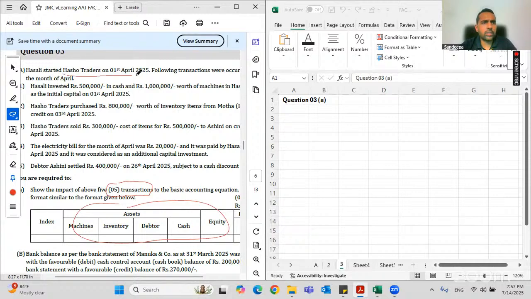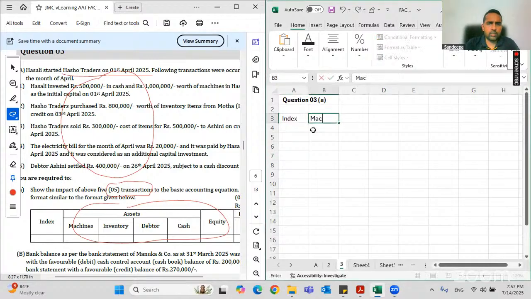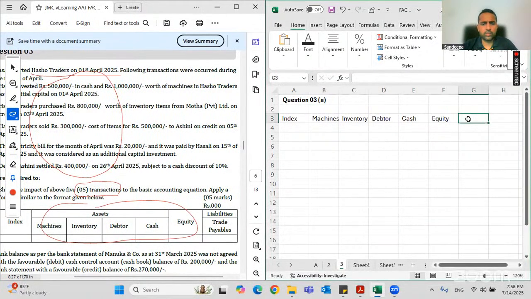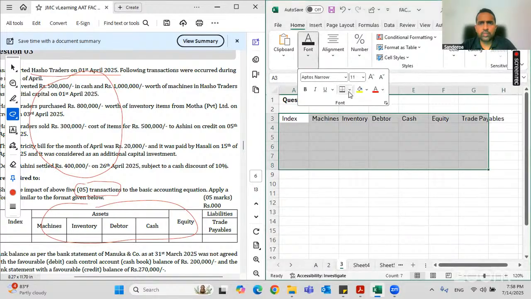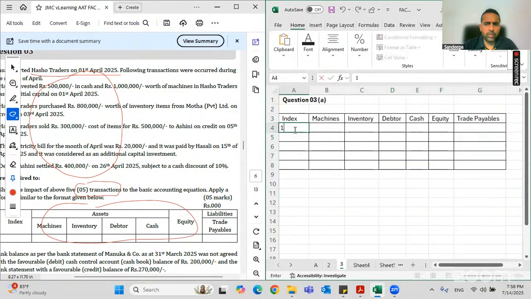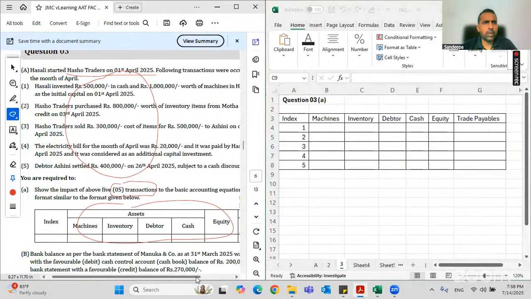Hasali started Hasho traders on 1st of April. Following transactions took place in the month of April. Right. So you need to show them in this table. Index, machines, inventory, debtors, cash, equity, trade payables. This is basically the table. There are 5 transactions. Okay, we'll start by looking at them one by one.